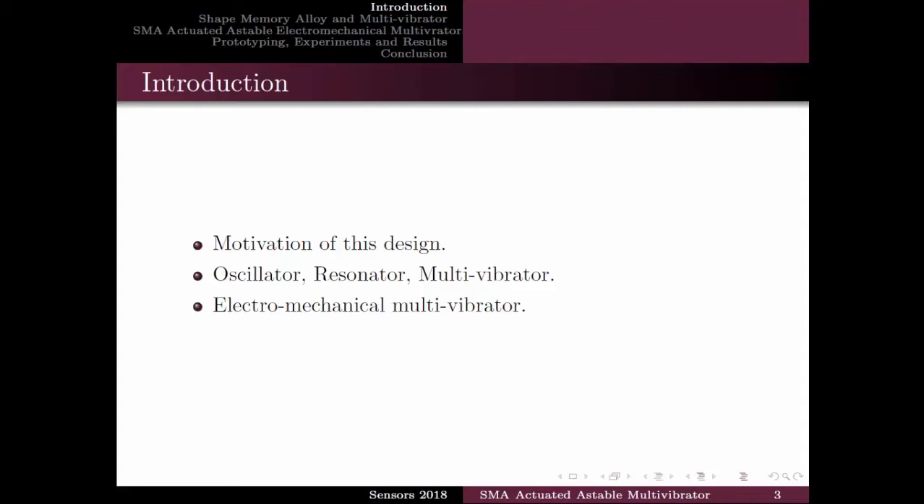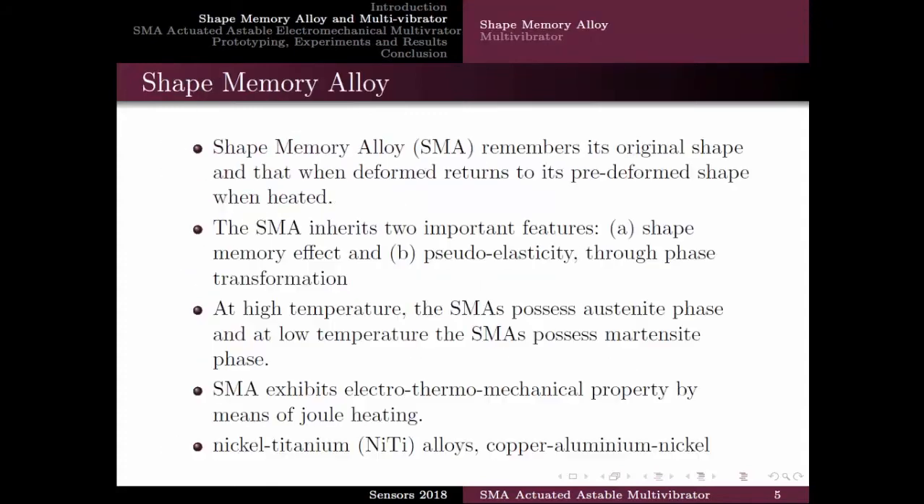Now here we have three terms: oscillator, resonator, and multivibrator. This is all about the multivibrator. With an oscillator and resonator, it is possible to get sinusoidal oscillations. But a multivibrator is when you have two different states, and it can switch between the two states. It is not sinusoidal, basically it is a kind of pulse generator. And this is an electromechanical multivibrator.